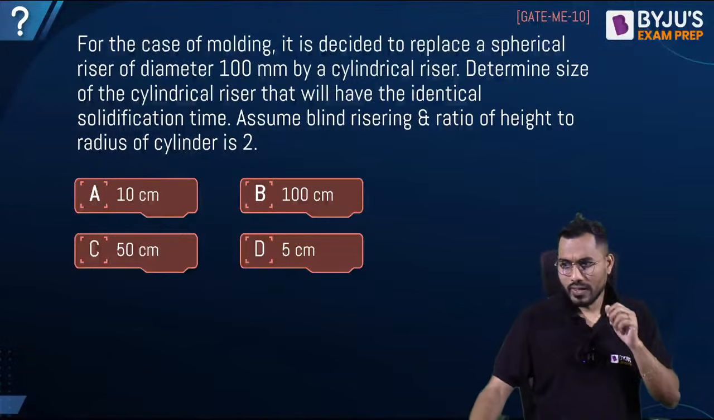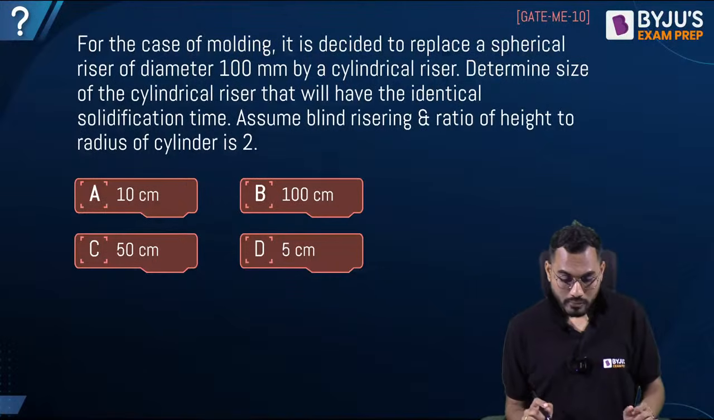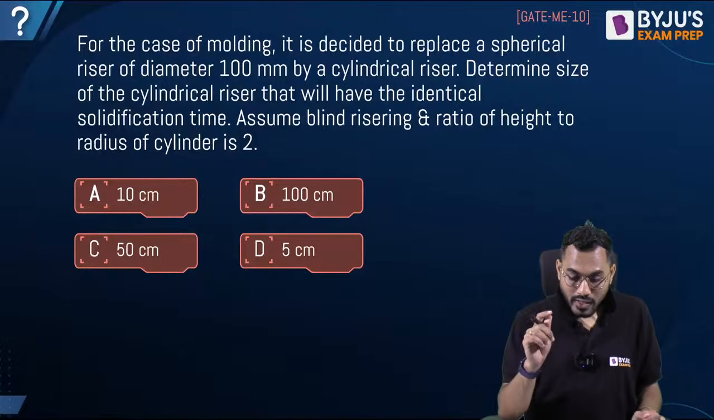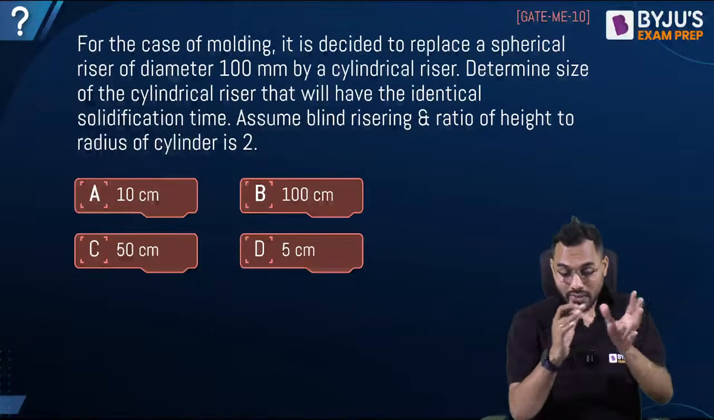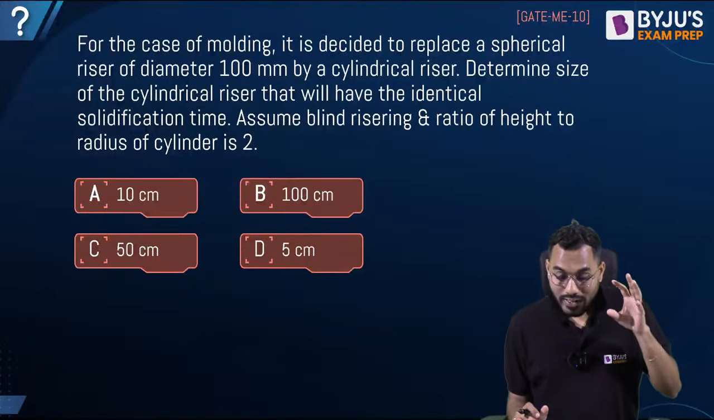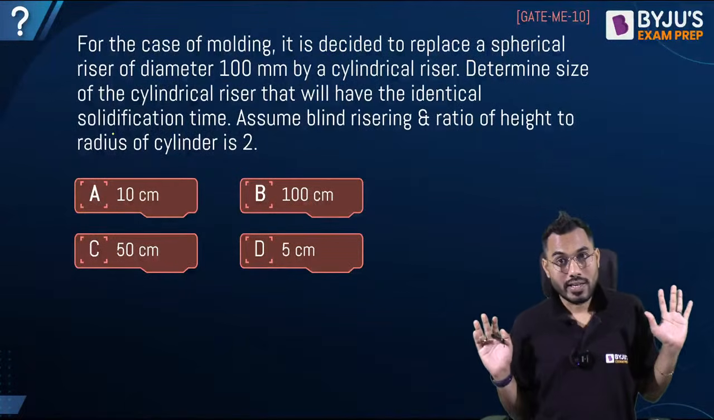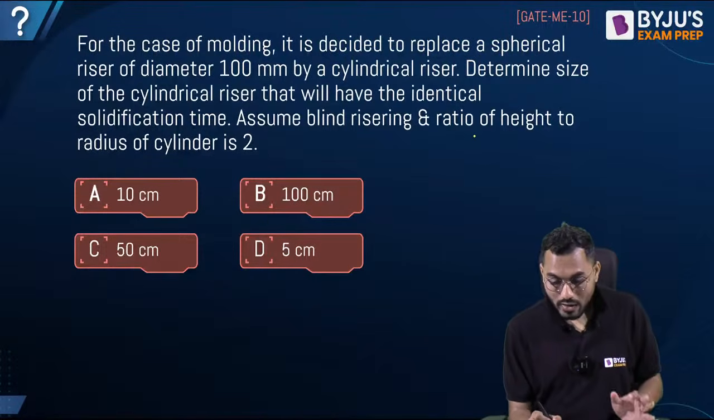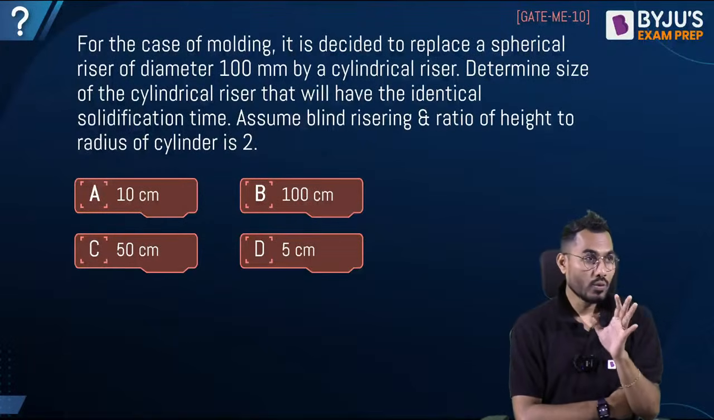One more question. For the case of molding, it is decided to replace a spherical riser of a diameter 100 mm by a cylindrical riser. So first of all, spherical riser was there, and now it is replaced by a cylindrical riser. Determine the size of the cylindrical riser that will have the identical solidification time. Assume blind risering and ratio of height to radius of the cylinder is 2.